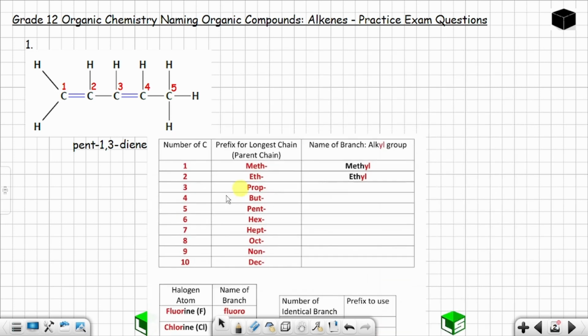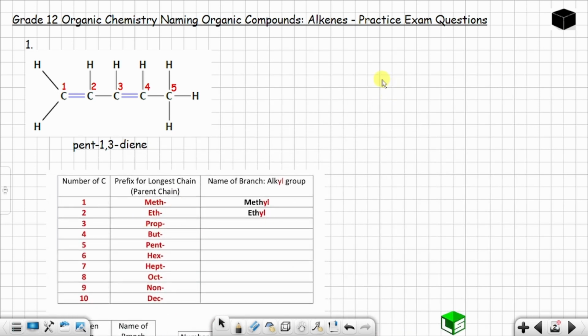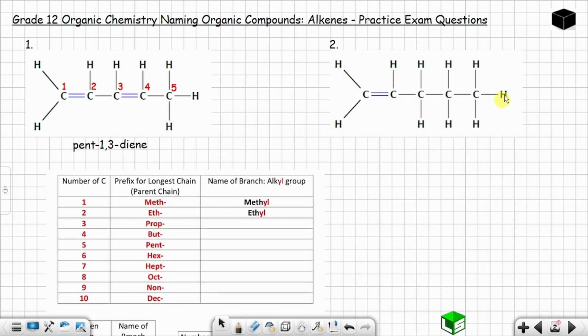Let's see another example. This is question 2. We have this organic compound. You can see. So now you can see you don't have a branch again in this organic compound.